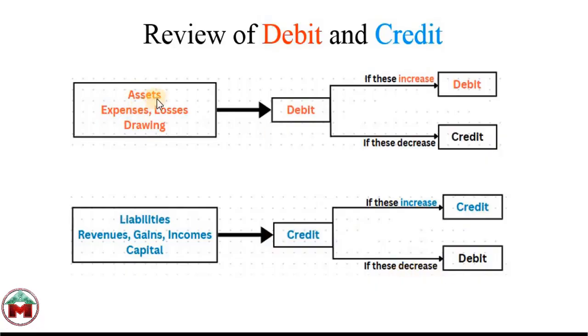So already I have shown you the definition of assets, liabilities, revenues, capital, and expense indicates any item from where already you have consumed the benefits. I mean, already from where you have taken the benefit or consumed the benefit is known as expenses. So these are the rules of determining debit and credit.